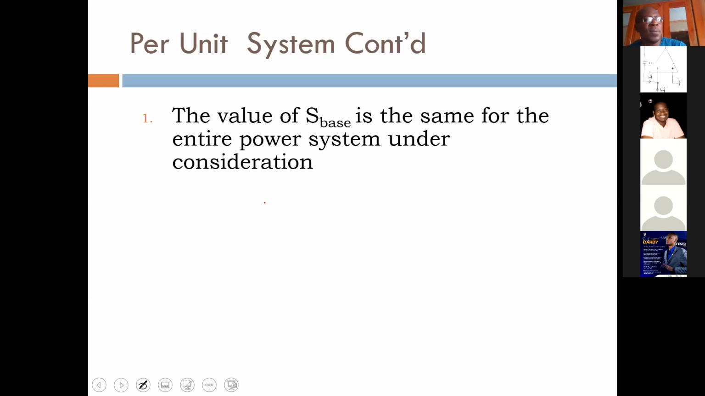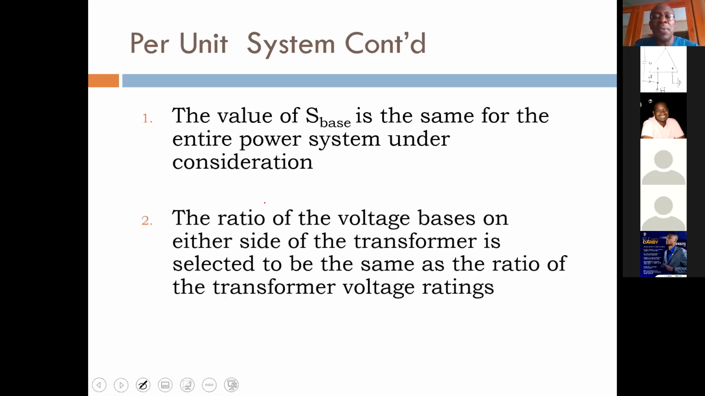So in other words, I can bring a 30 MVA transformer and plug it into a system that has a 100 MVA system base. And we're going to talk about how we're going to treat with that to ensure that our calculations remain simple. All right? So the first convention is that S base is the same throughout the entire system. Secondly, the ratio of the voltage bases on either side of the transformer is selected to be the same as the ratio of the transformer voltage ratings. Now that may sound confusing, but write it down. You'll soon see how easy it is.